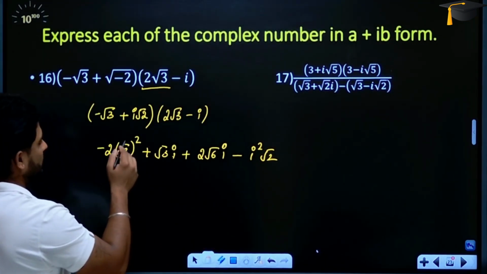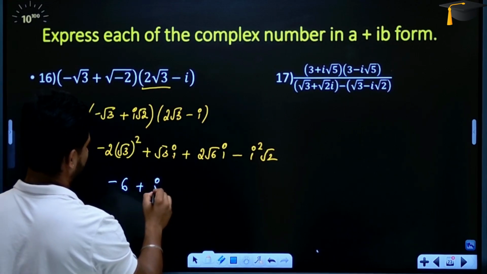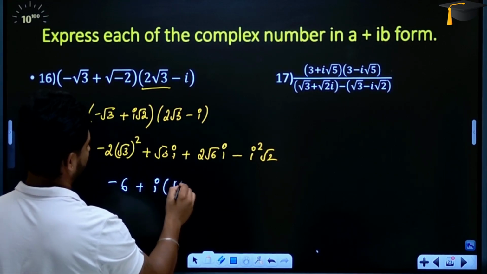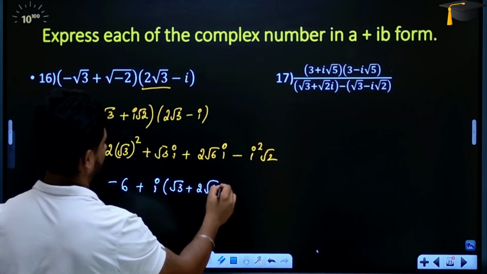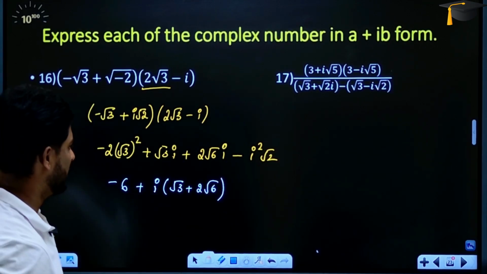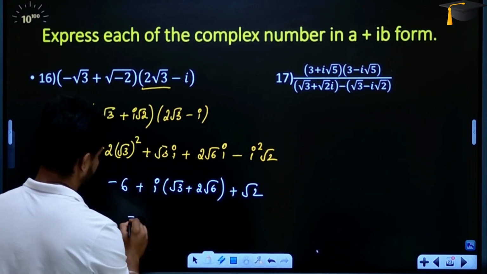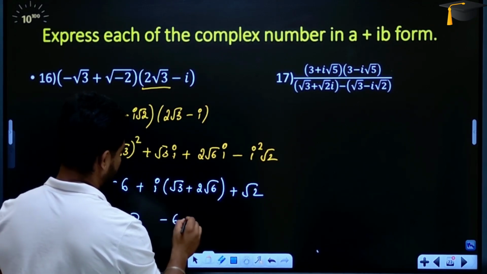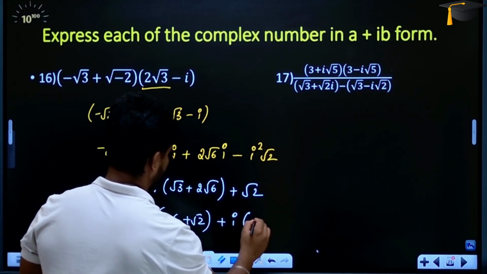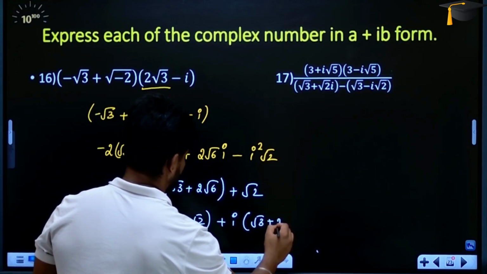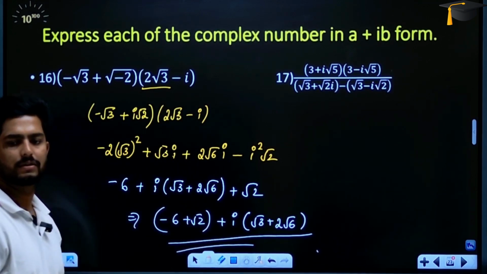So let's rewrite this step. Root 3 the whole square is 3, so minus 6. Plus, taking i common, here root 3 plus 2 root 6. For the 2 root 6, we cannot take anything common there, just keep it as it is. Plus root 2. So the real part together: minus 6 plus root 2, plus i of root 3 plus 2 root 6. This is the final answer. We can't do further, so just keep it as it is.